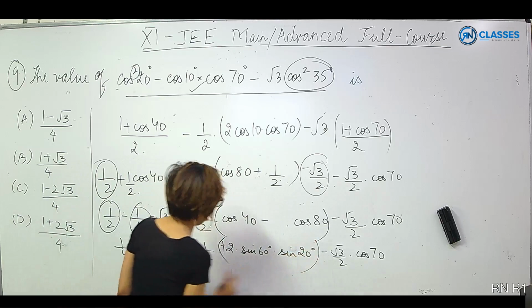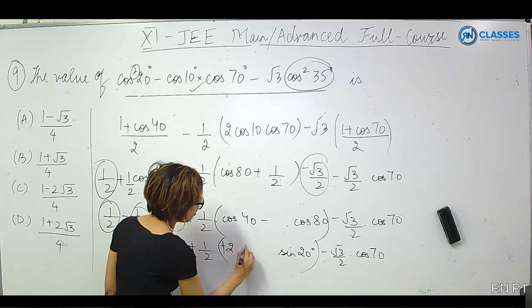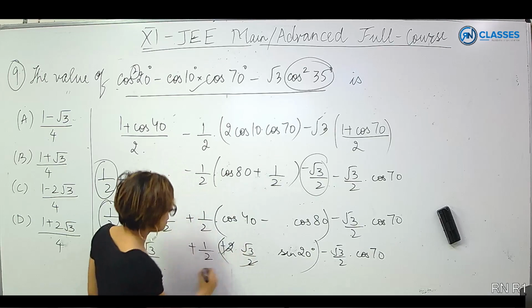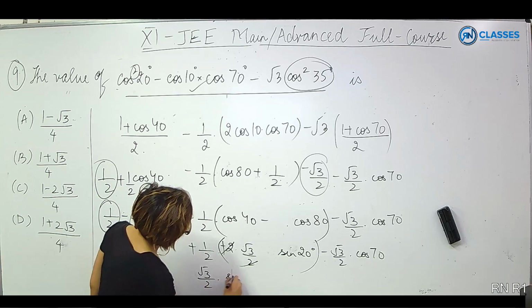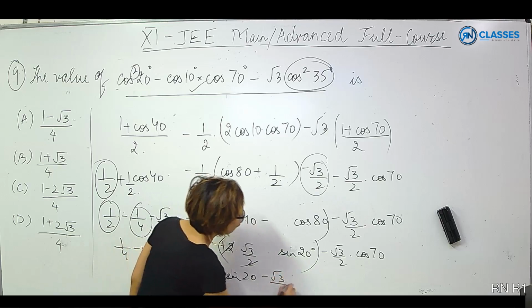Okay, now let's see what happens. Sin 60 I already know, that is root 3 by 2. This gets cancelled. So basically root 3 by 2 into sin 20 minus root 3 by 2 cos 70.